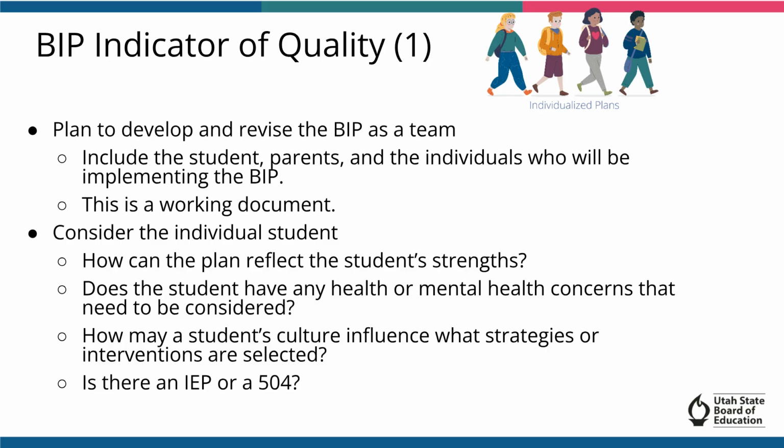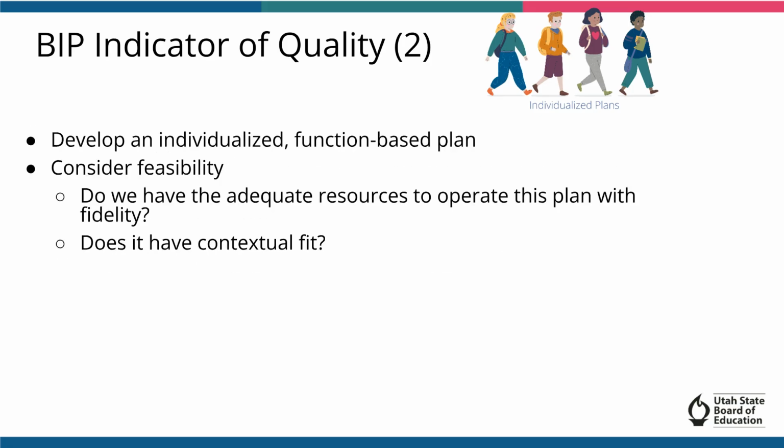A quality BIP is developed and revised as a team, including parents and implementers, and is treated as a working document. It must consider the individual student holistically, reflecting their strengths, health concerns, cultural influences, and alignment with any existing IEP or 504 plan. Another indicator of quality is developing an individualized, function-based plan. Strategies must directly address the why identified in the FBA.